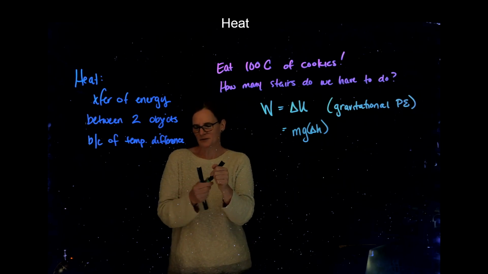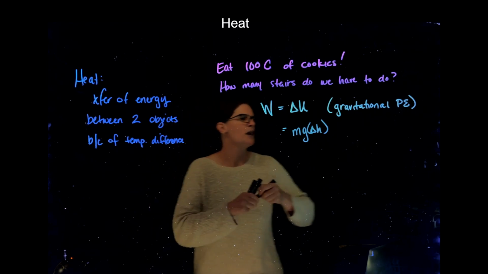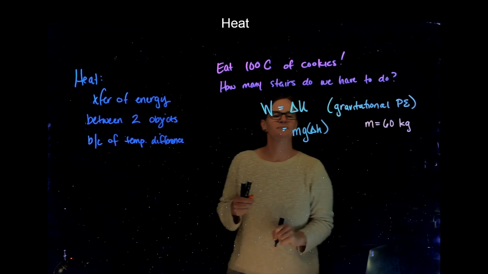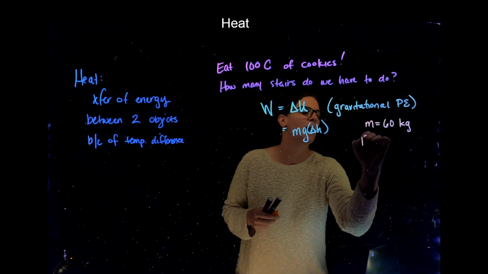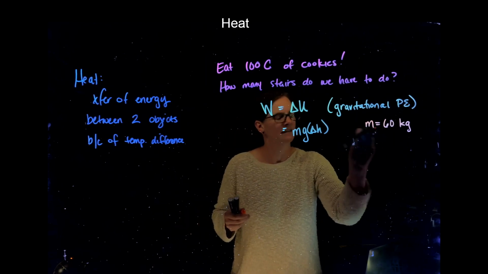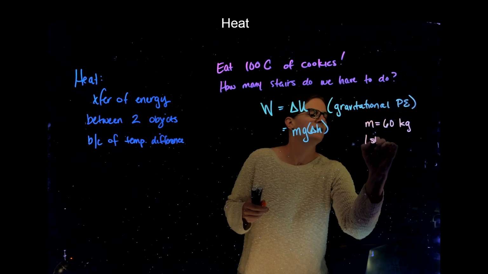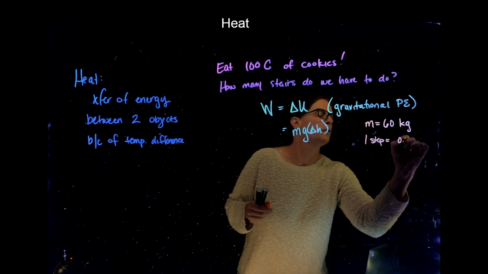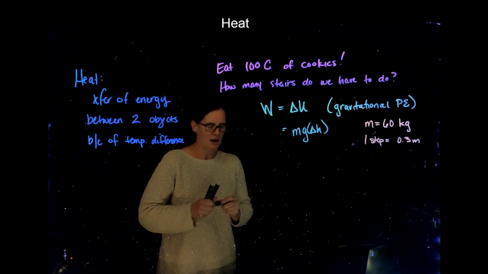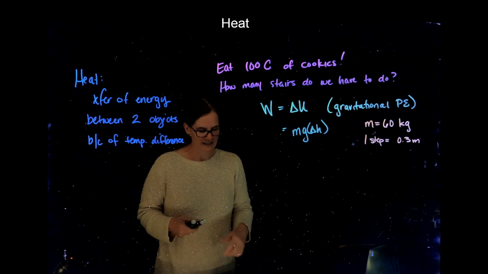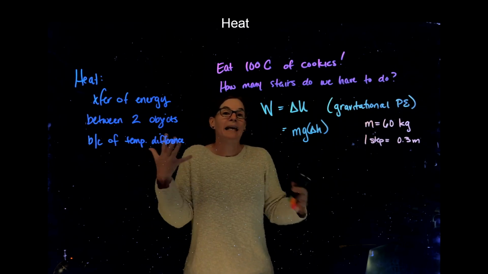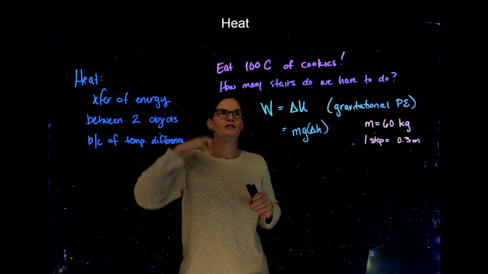Okay, so we're going to make a few assumptions in our fun little exercise. We're going to say that our mass is 60 kilograms, and that one step is equal to 0.3 meters. So about a third of a meter is a step. Okay, so the first thing we want to understand is how much energy in terms of joules, the mechanical equivalent of heat, is in 100 calories.